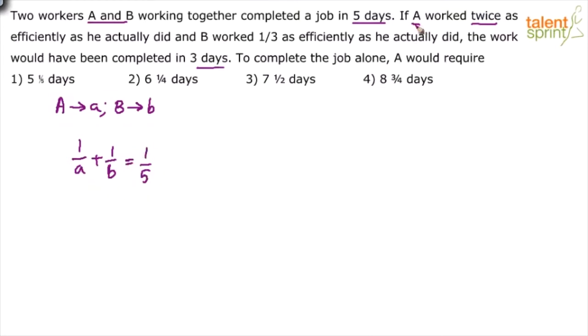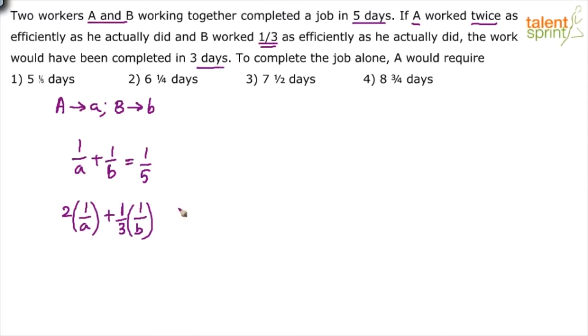Now, he says in the next point that A worked twice as efficiently as he actually did. His actual efficiency is 1/A, but he has worked at twice his efficiency, right? So, can we say he has done 2 into 1/A times the job that he could otherwise do? Plus, B worked 1/3 as efficiently as he actually did. Actual efficiency of B is 1/B, but now B has worked at 1/3 of his efficiency. So overall, the amount of work done by B in 1 day would be 1/3B, or 1/3 into 1/B.